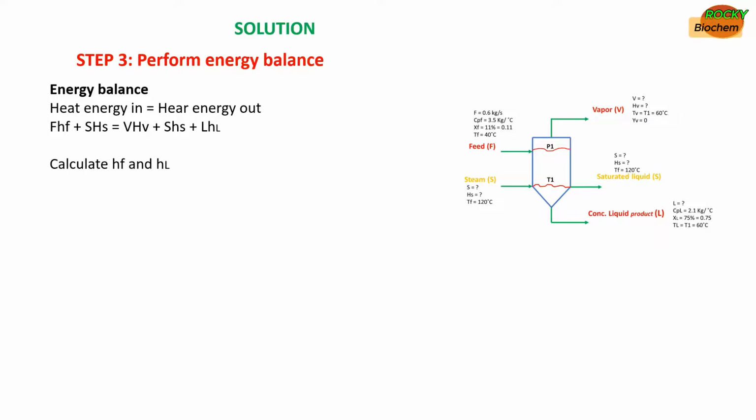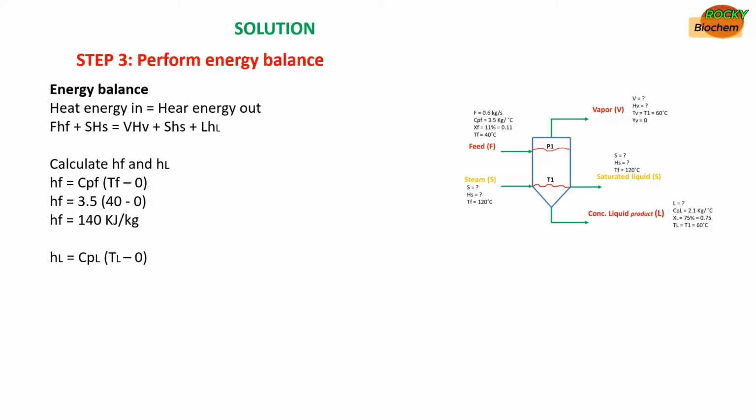So we need to calculate our HF and then the HL. We were not given these values in the question, so we need to calculate them. And we know that HF is giving us CPF, that is the specific heat capacity of the incoming feed, multiplied by its temperature minus 0. The question gave us CPF to be equal to 3.5, and this will multiply 40. That was the temperature of the feed that entered the chamber. So when we compute this, we're going to get 140.0 kilojoule per kilogram, and this is the enthalpy of the incoming feed.